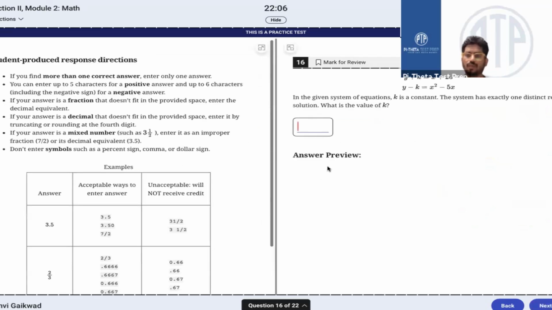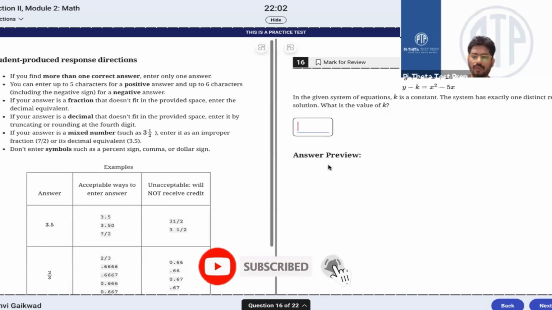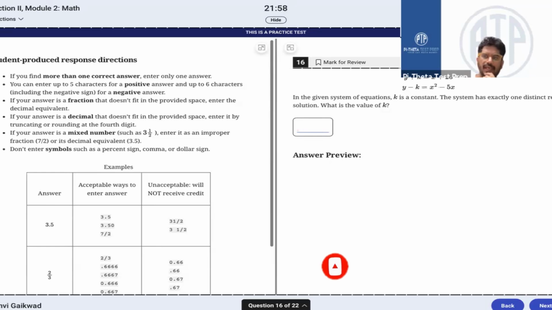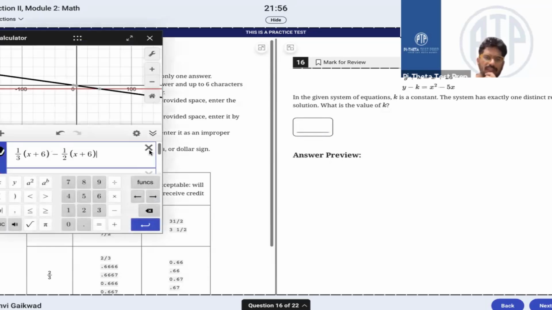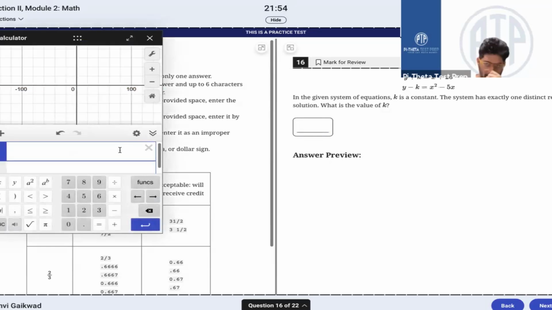This is your system of equations question. The system has exactly one distinct real solution. What is the value of k? There are two ways to solve this. One is discriminant. Other is we can directly go to the Desmos and use the slider. For understanding, I'm using the slider here. You can surely use discriminant also if you feel comfortable with that.